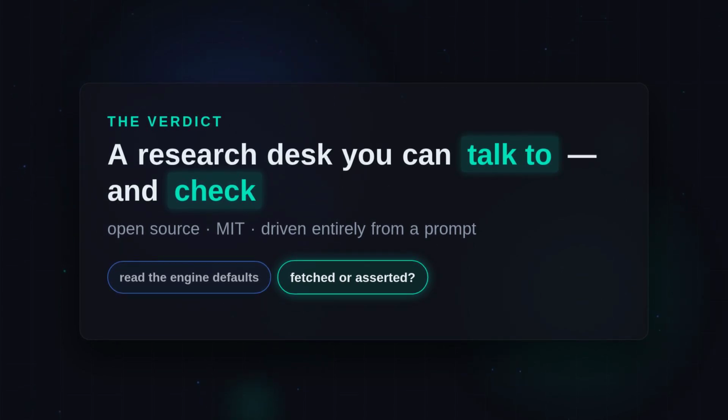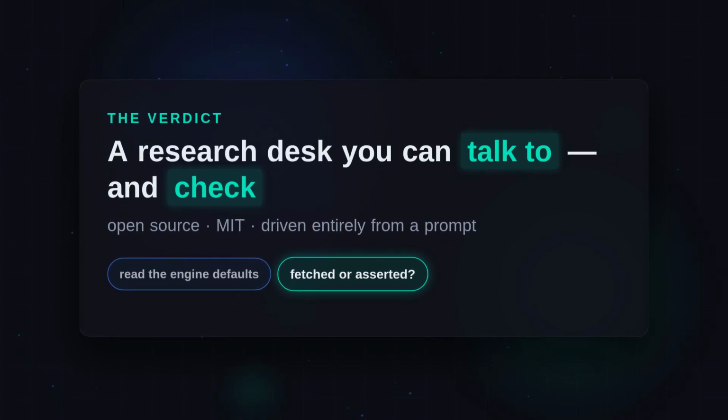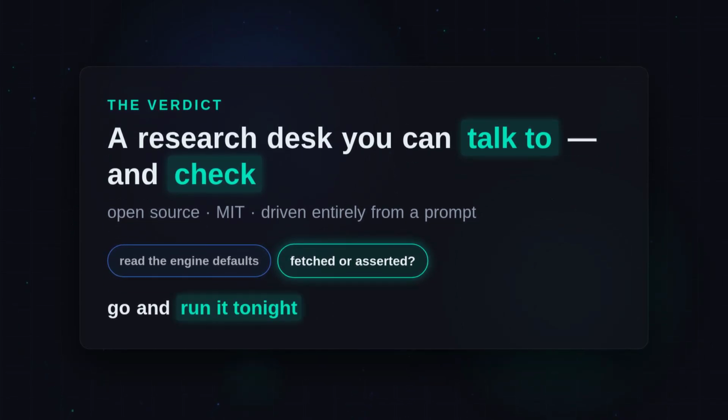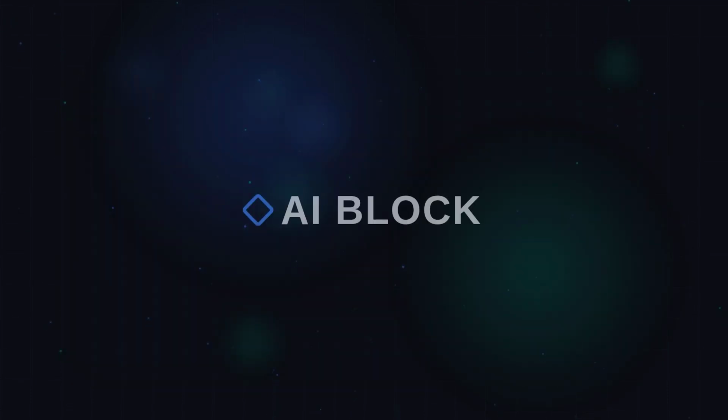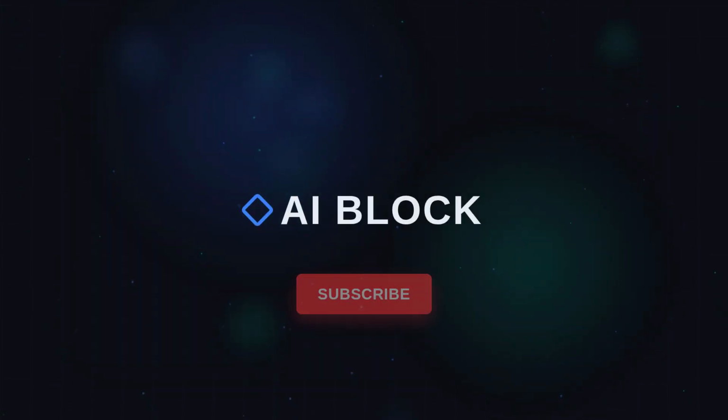2 things before you trust a number out of it. Read the defaults for the engine you are on and check whether the figure behind a claim was fetched or asserted. Then go and run it tonight. The repo is linked below. It is free and it is worth an evening.